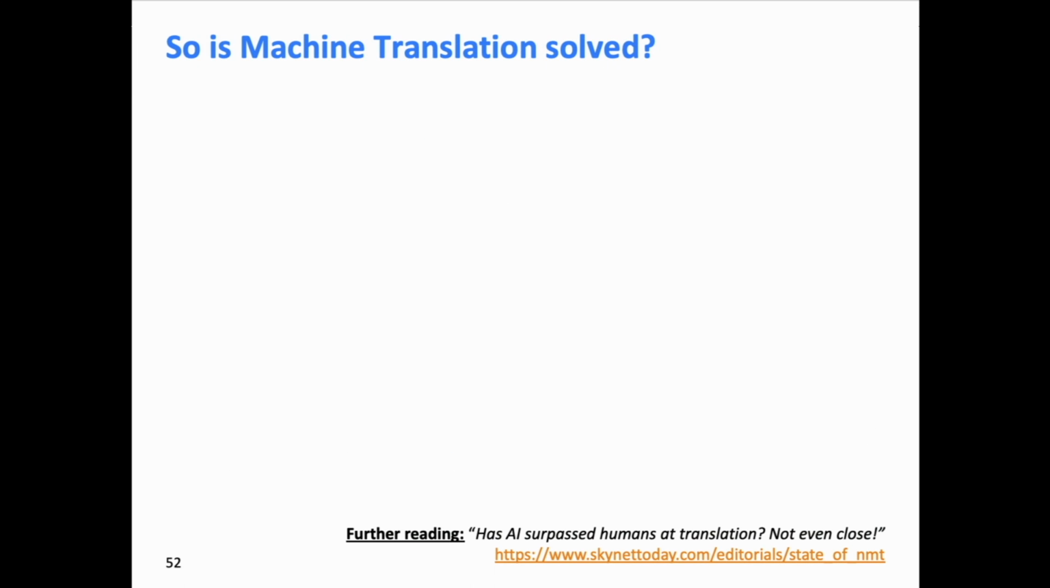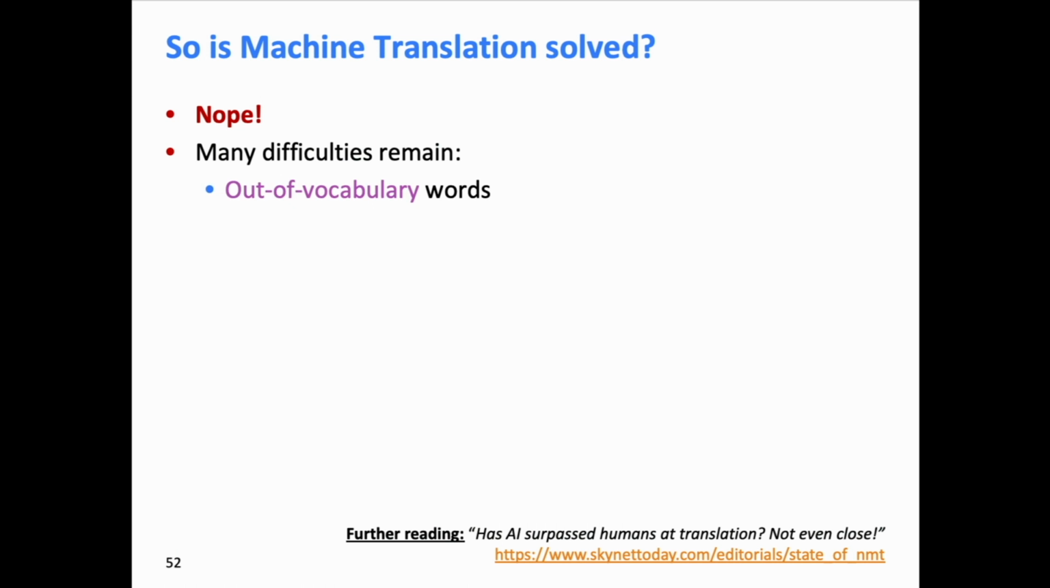So, is machine translation solved? Can we all go home? I think the answer is clearly no, NMT definitely is not doing machine translation perfectly. So just to highlight some of the difficulties that remain with NMT, one is out of vocabulary words. This is a kind of basic problem, but it's pretty tricky. You know, what do you do if you're trying to translate a sentence that contains a word that is not in your source vocabulary? Or what if you're trying to produce a word that's not in your target vocabulary?